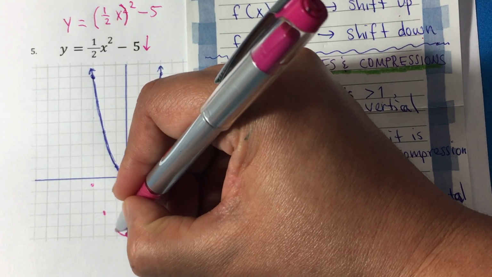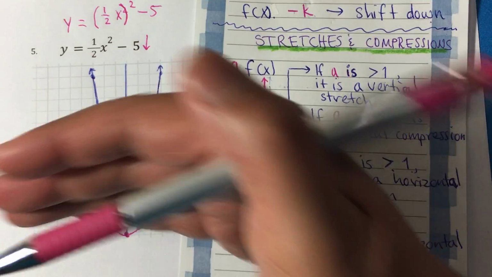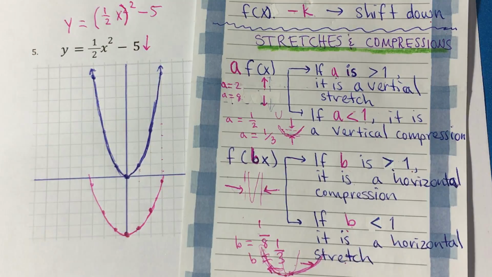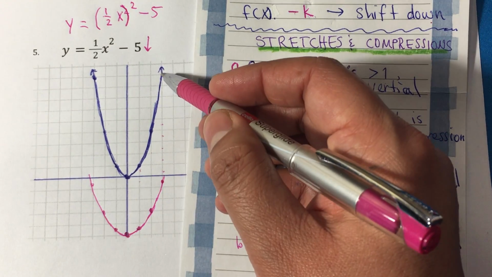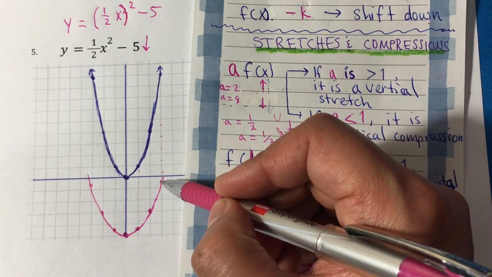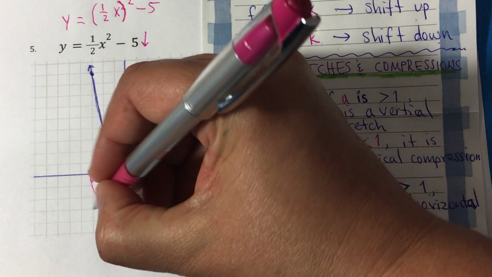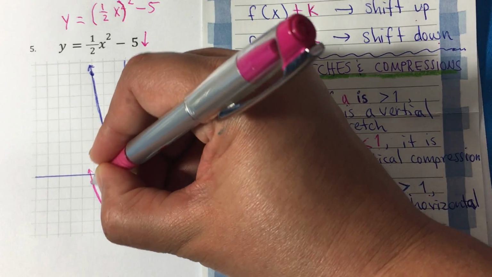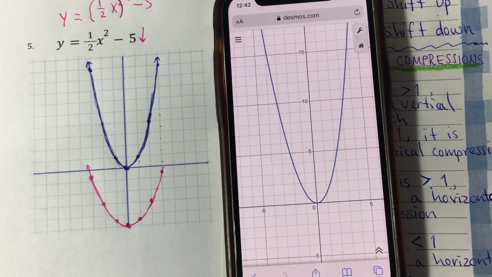So each point got closer together to your x or to your vertex. Okay, see, this is supposed to be this one from here to here. Look at how far they are, but from here to here they're closer because it got compressed. Okay, it got compressed and then it moved down 5 spaces at the same time. So to finish our lesson, that's our mother graph.